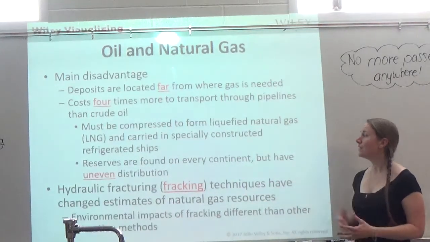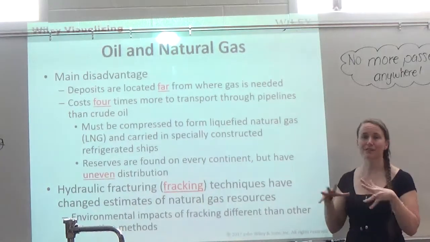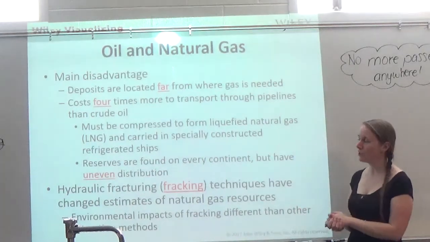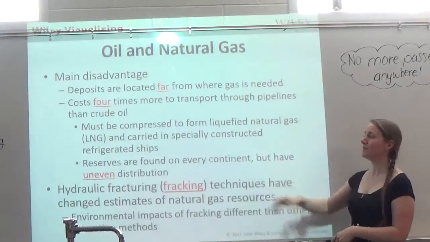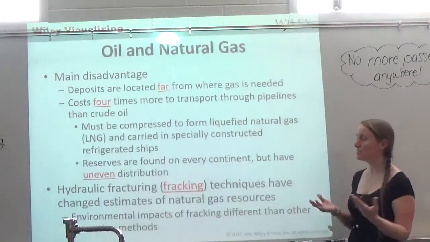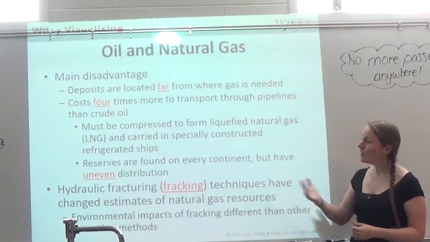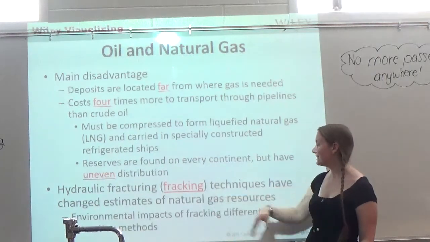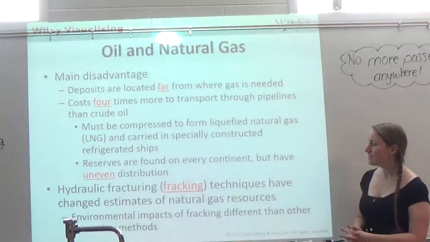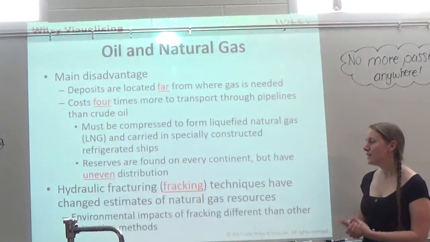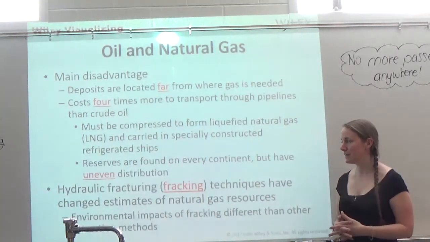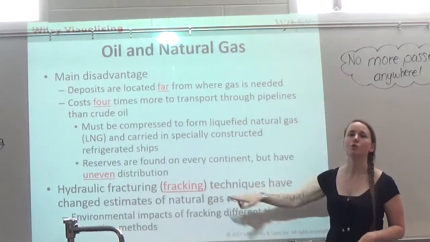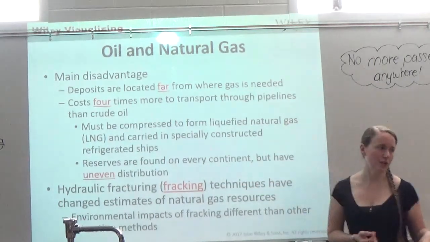So reserves are found on every continent but have an uneven distribution, kind of like our food that we talked about in chapter 11. We have a lot of food, but it's not spread evenly. Same thing, we've got a lot of natural gas, but it's not spread evenly. Hydraulic fracturing, also known as fracking, techniques have changed estimates of natural gas resources. The environmental impacts of fracking are different than other extraction methods. You probably heard about this in the news a few years ago. It got really big when they talked about fracking.